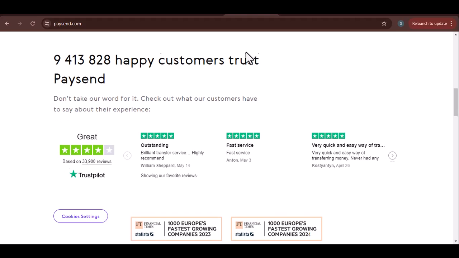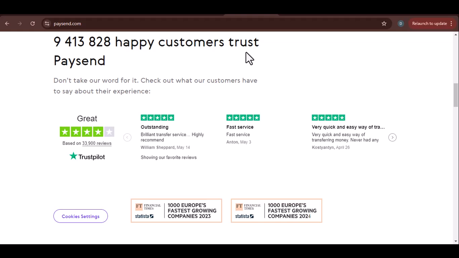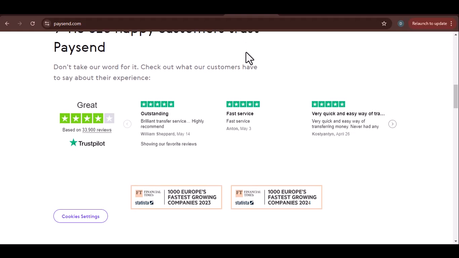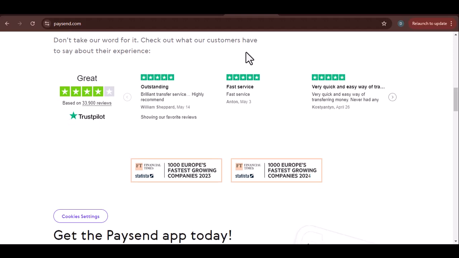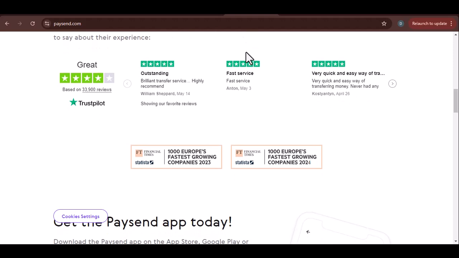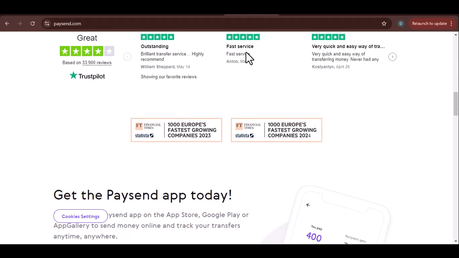Delayed transfers. Address concerns about transfers that seem to be taking longer than expected. Technical glitches. Provide tips on how to identify and report technical problems that may have caused the refund. Fraudulent activity. Discuss steps to take if you suspect fraudulent activity on your Paysend account.